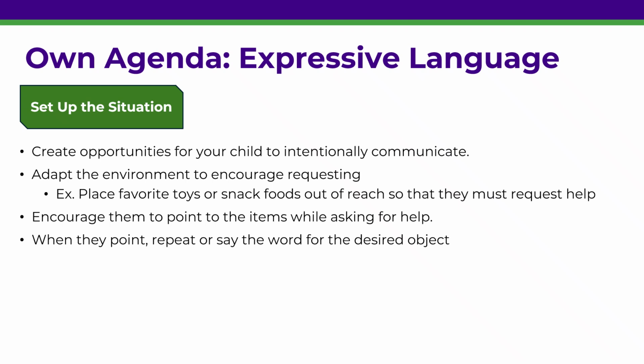At this stage, to teach expressive language, the emphasis is on setting up the situation. So this involves creating opportunities for your child to intentionally communicate, as we discussed in part 2. One way to do this is adapting the environment to encourage requesting, such as placing favorite toys or snacks out of reach. And then encouraging them also to point to items while asking for help. When they point, repeat or say that word for the desired object to continue pairing the item with the word while they're engaged.